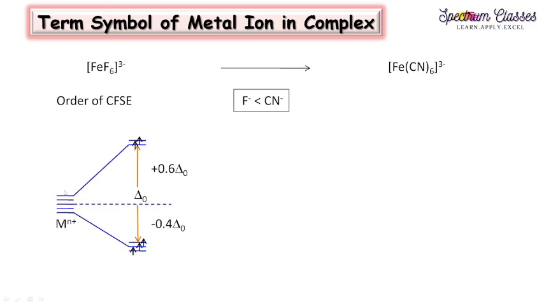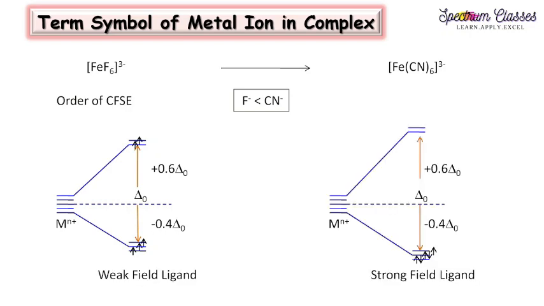In the gaseous state of this metal ion, all 5 d orbitals are degenerate, which is not the case when a ligand is attached to the metal atom. These 5 degenerate orbitals split into two sets of orbitals. One set is called the t2g orbitals, and the other two orbitals are represented as eg orbitals. Here we have dxy, dyz, dzx, and here we have dz square and dx square minus y square. First I will show you the crystal field stabilization energy for these two ligands.